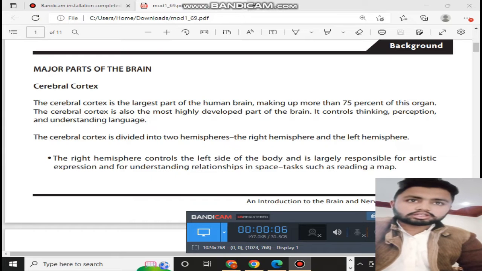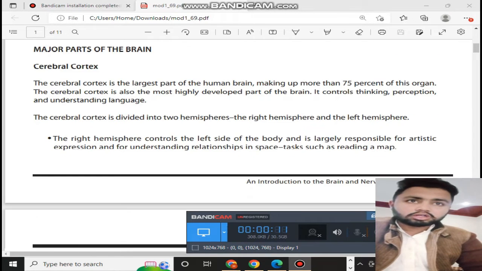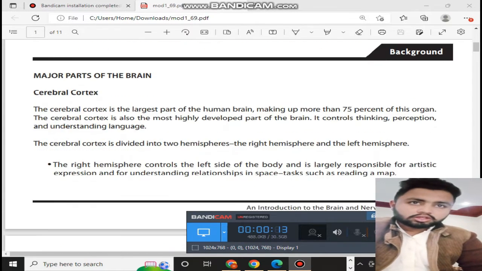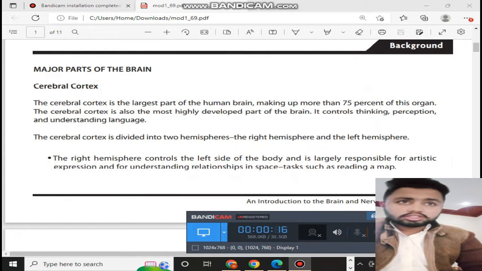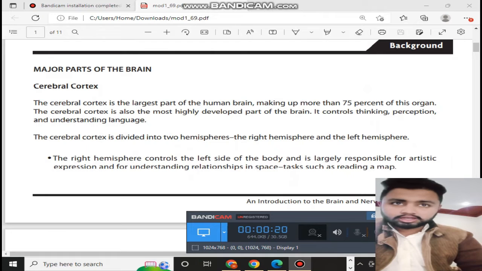Today our topic is major parts of the brain. We study it in this lecture. I am telling you about the major parts of the brain.